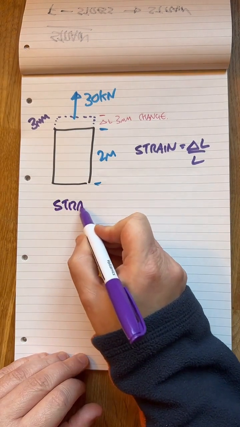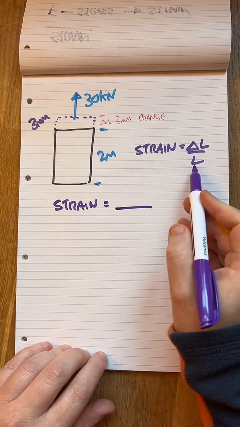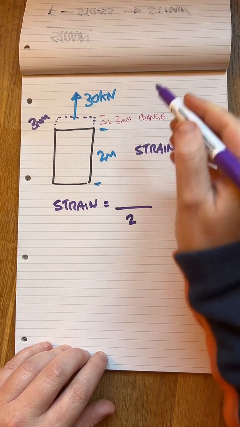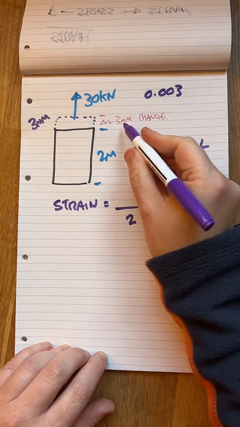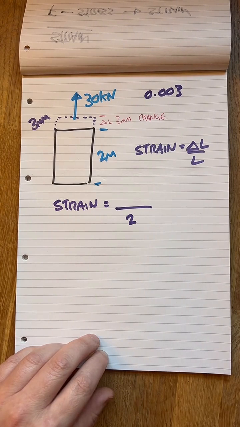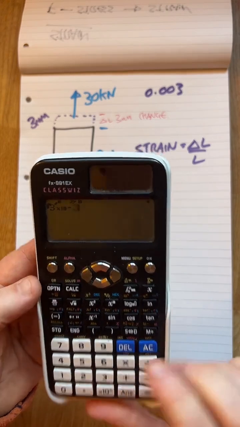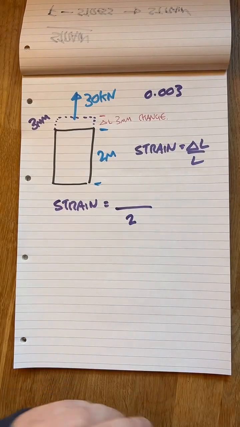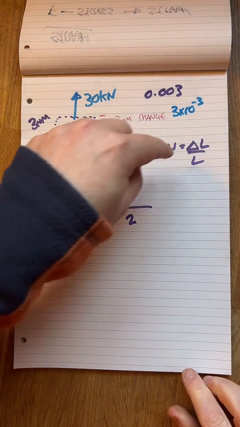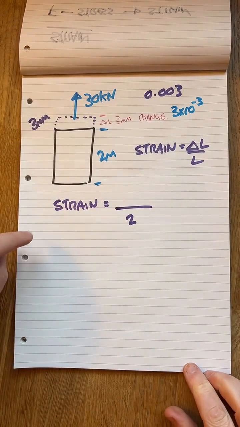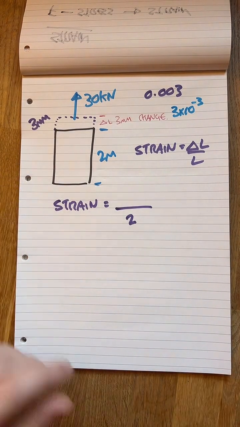Well, the strain is going to be the change in length. This needs to be in meters. We'll keep it in meters. The length is 2. The change is going to be 0.003, 3 millimeters in a meter. You could also write 3 times 10 to the minus 3. Same thing. It's a length over length, so we've got to be in the same unit. We'll keep it in meters, but you could be in millimeters or miles, as long as you're in the same unit.